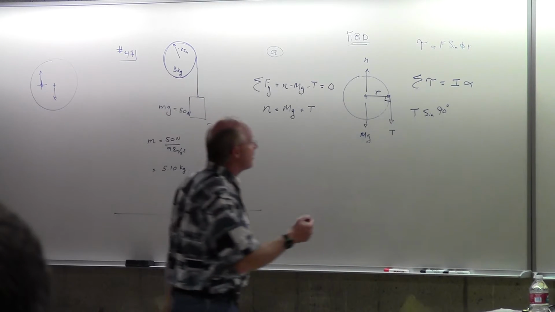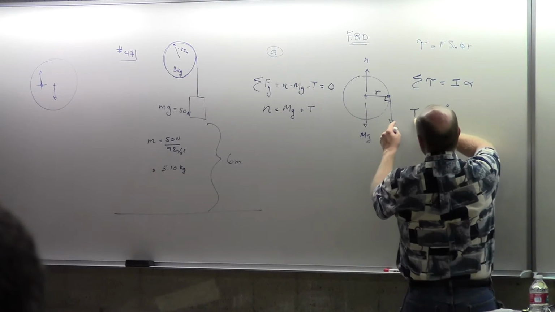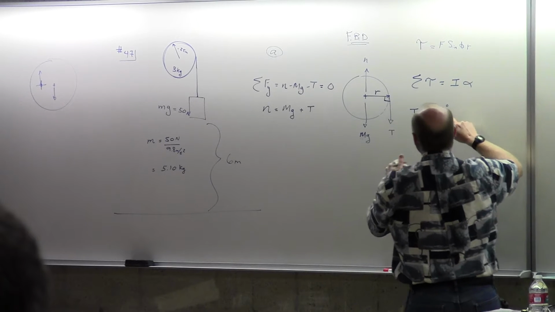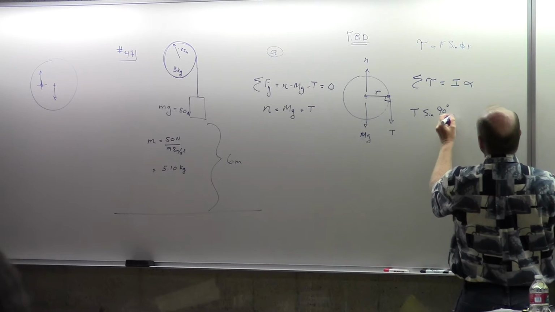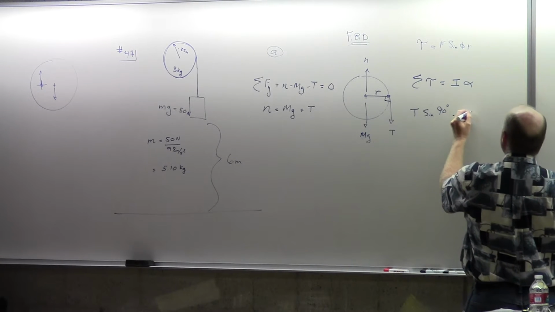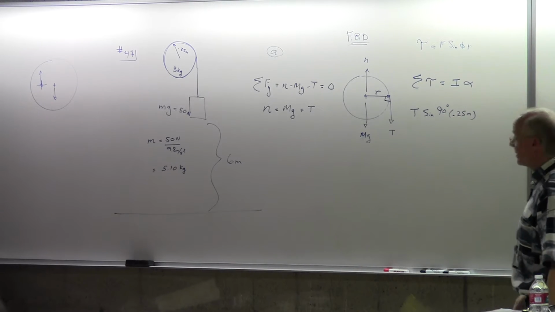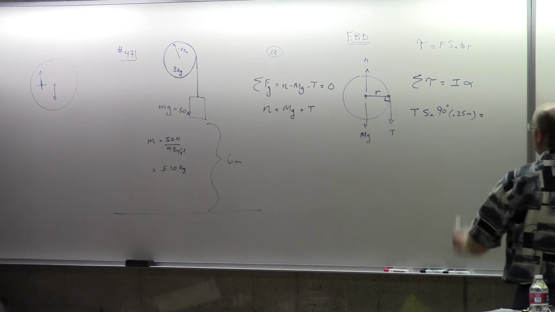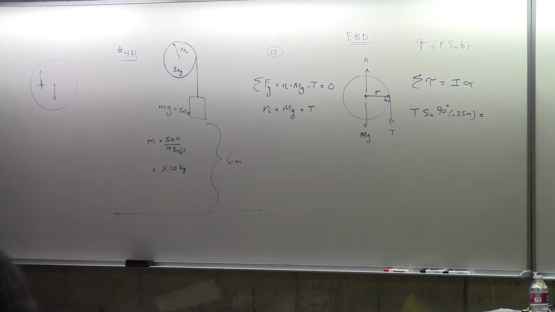Okay, so then back to this calculation. So the force is the tension in the string. The angle is 90 degrees. The distance is 0.25 meters. That's the radius of the reel. And that has to equal I alpha. So what's I?